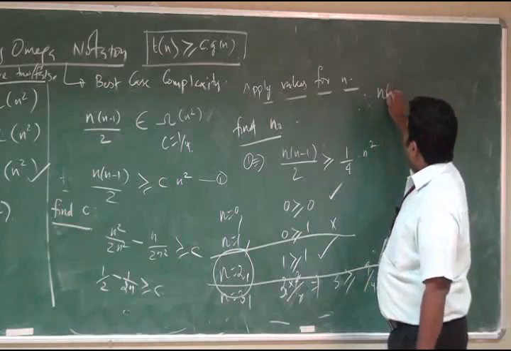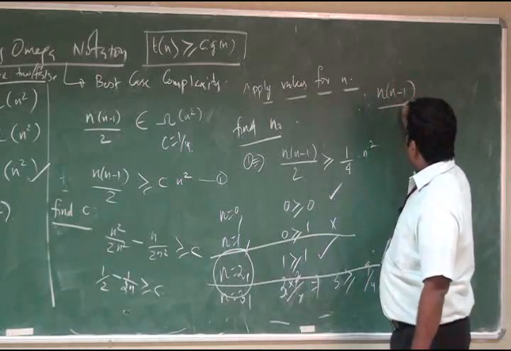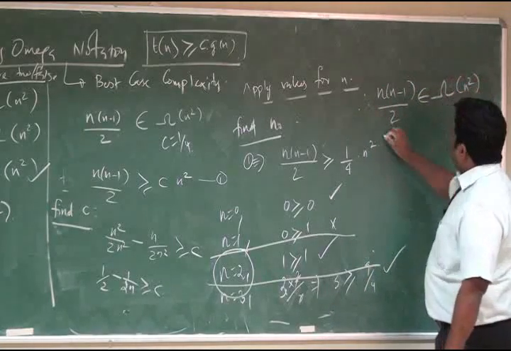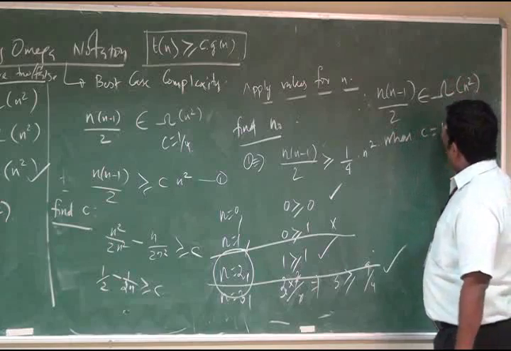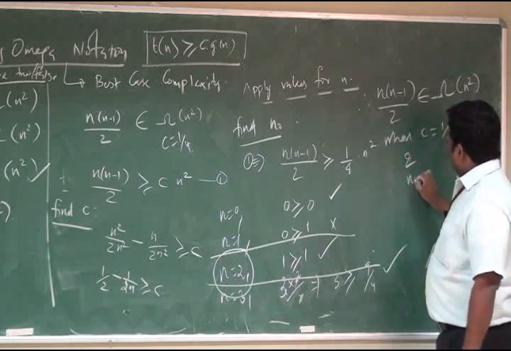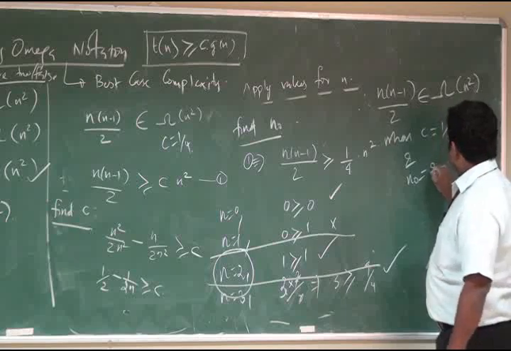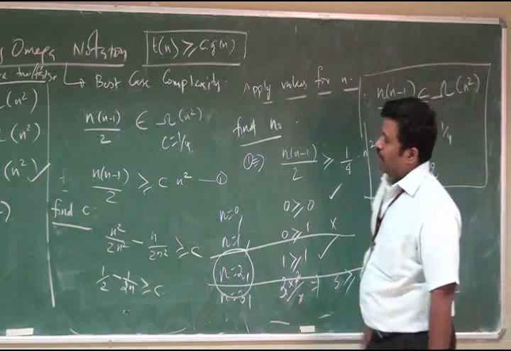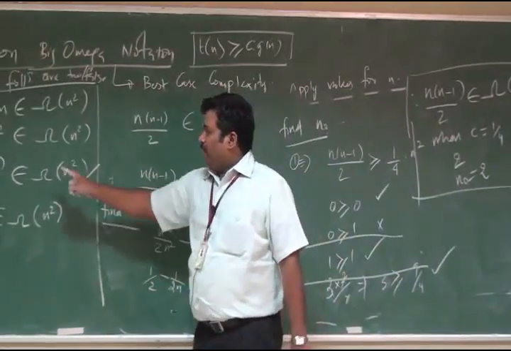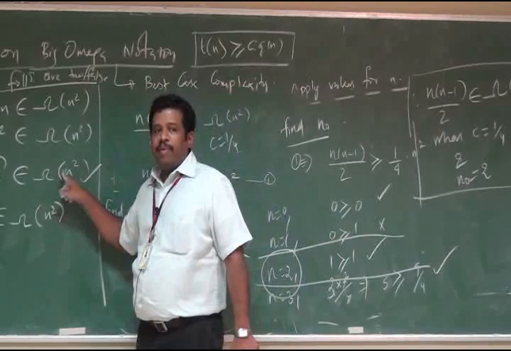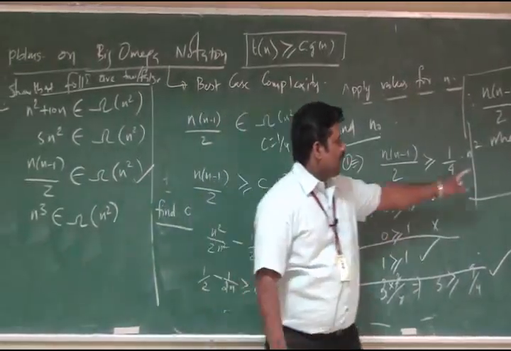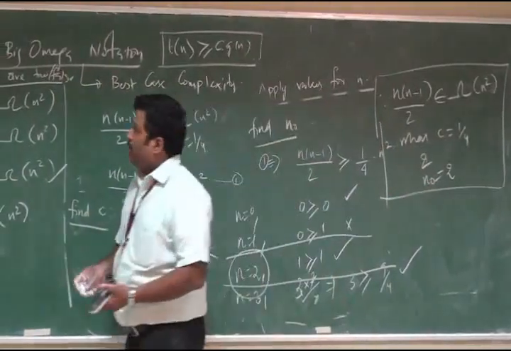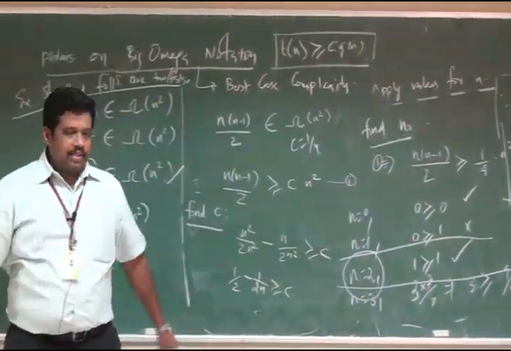Therefore the given expression n into n minus 1 by 2 falls under big omega notation of n square, when constant equivalent to 1 by 4 and non-negative integer n naught equivalent to 2 here. This is the final conclusion for the given expression. You are supposed to prove whether this expression falls under big omega notation or not. Hence it is proved here, c equivalent to 1 by 4, n naught equivalent to 2. So thereby it is concluding we are in big omega notation.